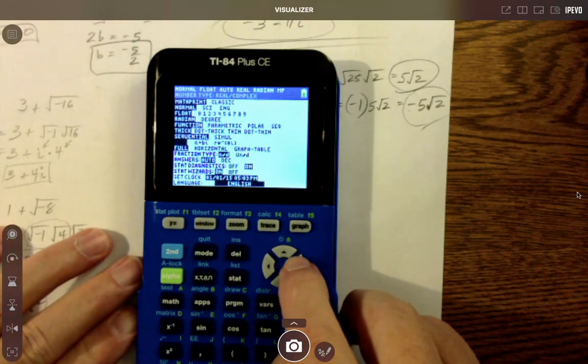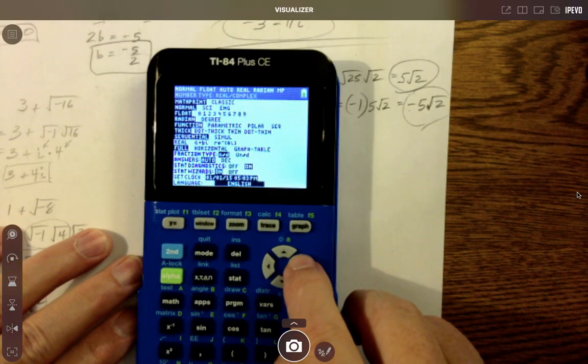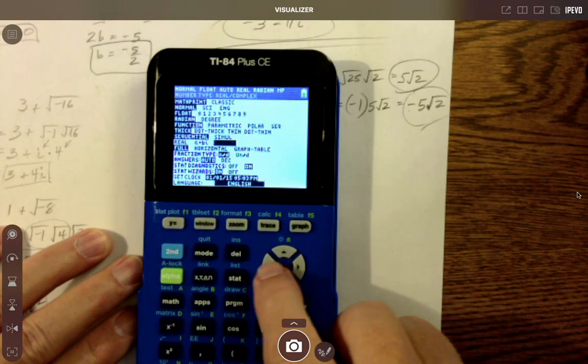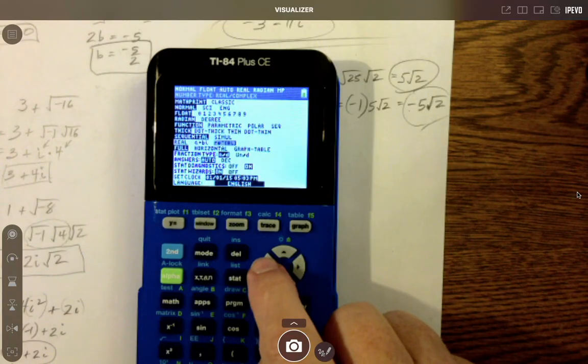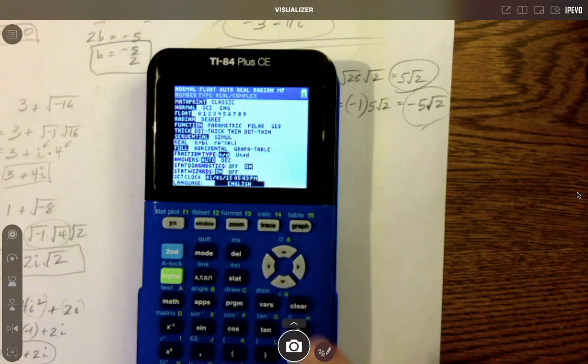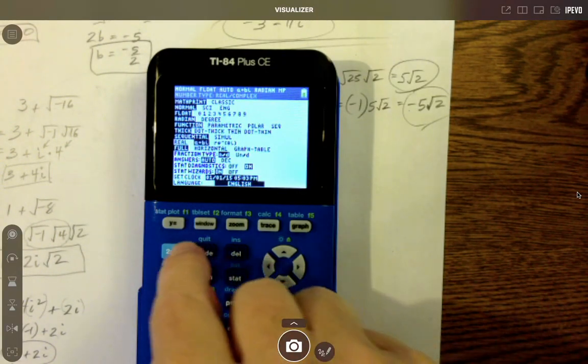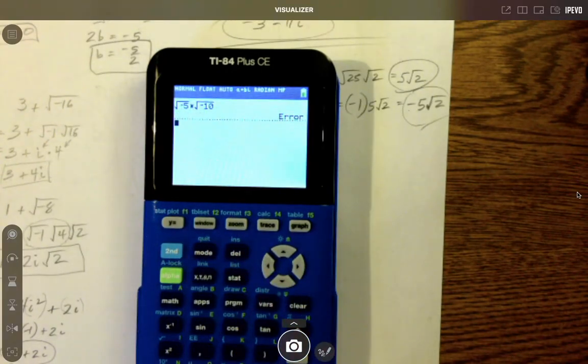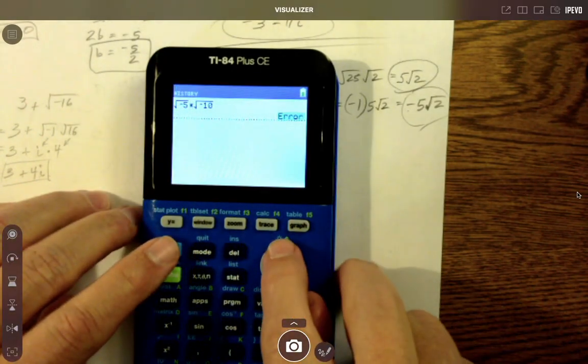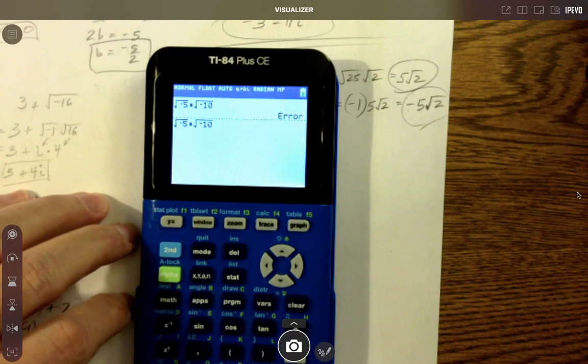You got real, and then here you got a plus bi. And then this other one is something we'll learn later. It's like polar coordinates. But this is your complex mode. So I'm going to turn that on. All right, now I'm going to quit here. And I'm going to go back up here and grab this and try it again.